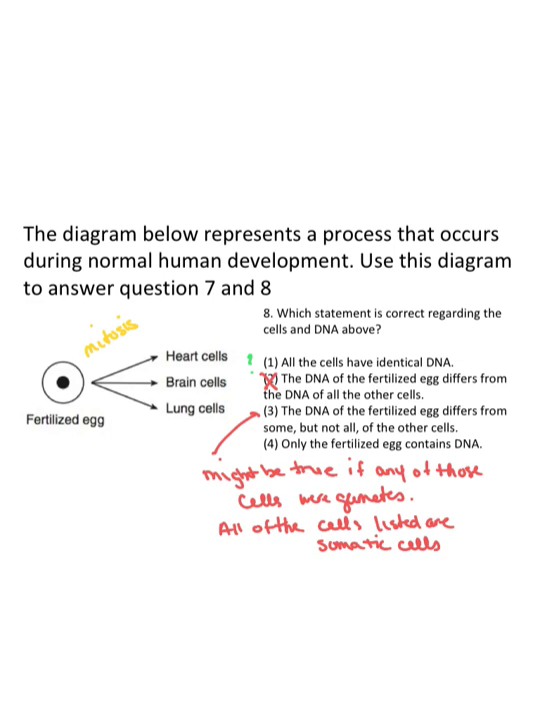And only the fertilized egg contains DNA? Please, cut me a break. We know better than that. The answer is 1. All the cells have identical DNA specifically because they've gone through mitosis.